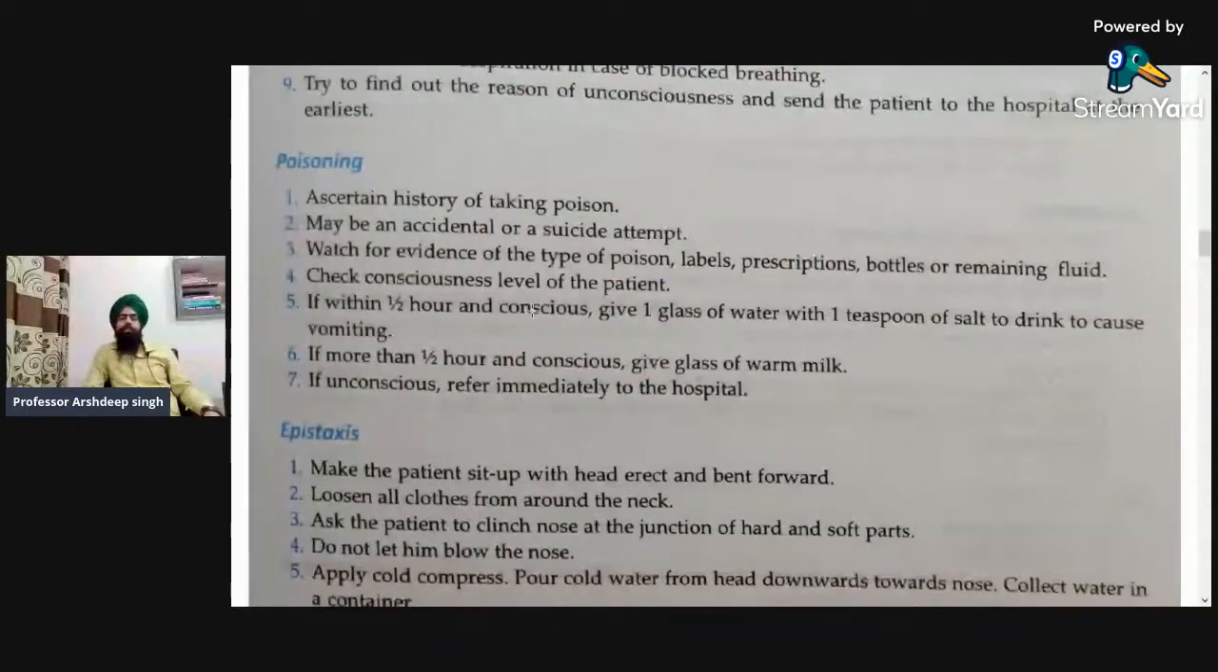First is to ascertain the history of taking poison. Why has that specific person taken that poison? Is he or she committing suicide? Is there a history of suicide? Is the person under depression or is any other factor involved? So we have to ascertain the history. It may be an accidental or a suicidal attempt. Next, watch for evidence of the type of poison, labels, prescriptions, whatever may be included. Check for the presence of that type of poison, what it was, and the labels.